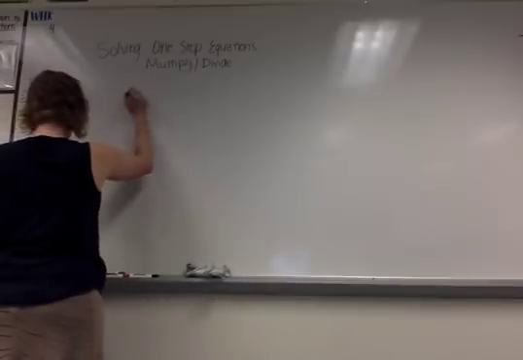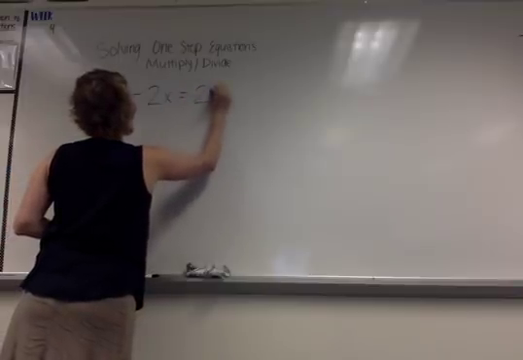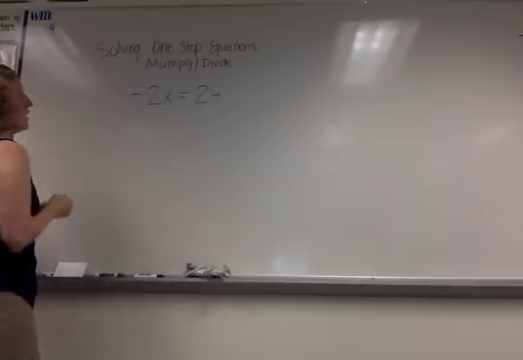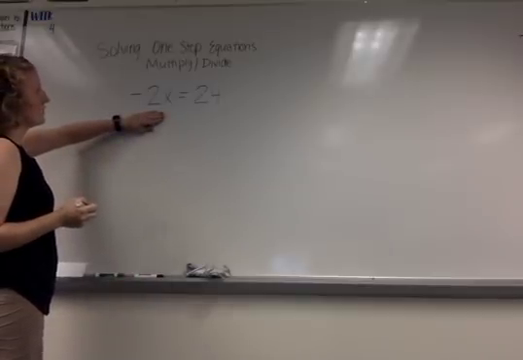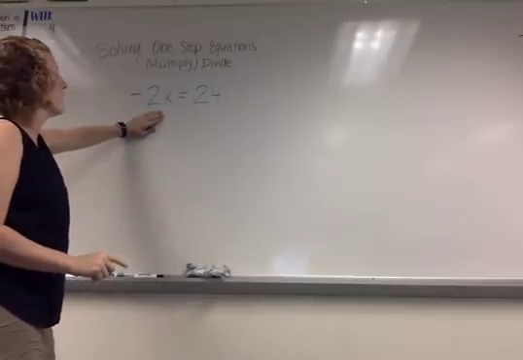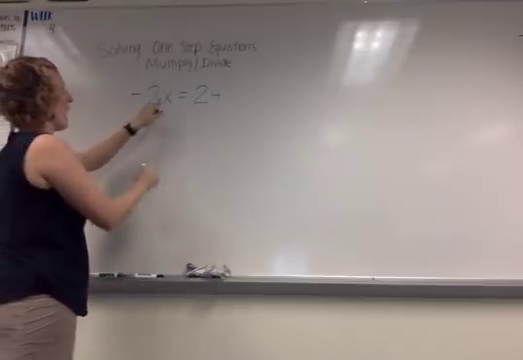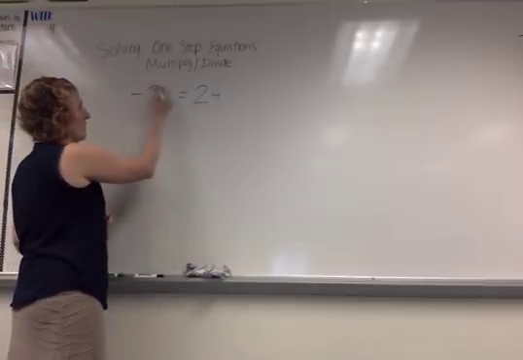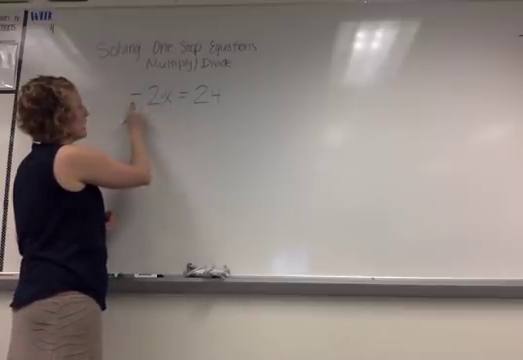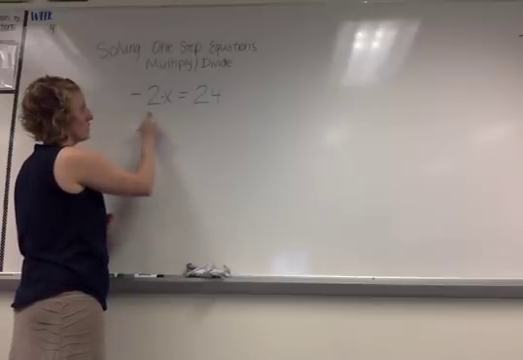The next one is negative 2x equals 24. Right there, you're going to look at this. It's a negative 2. Now, the thing that I always see a lot of people try to do is they try to add this 2. Since it's negative 2x, that negative is telling you that it's a negative 2 times x. It's not a negative 2, so I need to add. That's the mistake I see the most common.